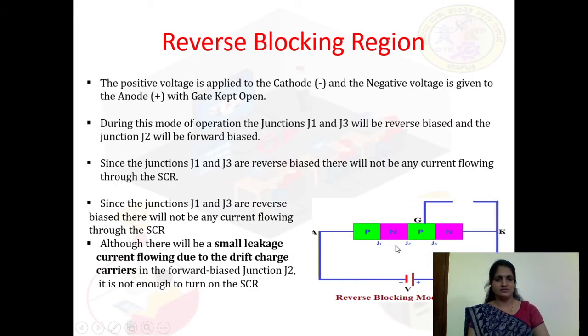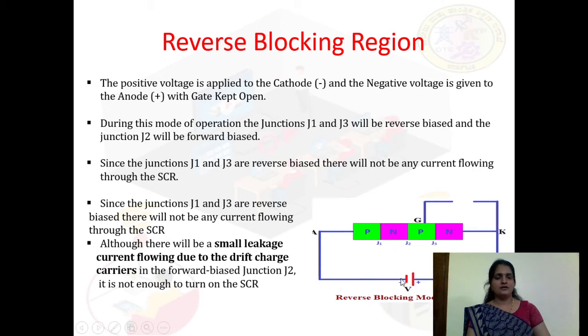This figure gives the information about the reverse blocking region, where the anode is provided with a negative voltage and the cathode is provided with a positive voltage, and the gate is kept open. No voltage is applied to the gate terminal, and these are the junctions J1, J2, J3. Due to this polarity of voltage, J1 and J3 enter the reverse bias condition. Only J2 acts in the forward bias condition, and this J2 causes a very small leakage current. This is due to the drift of charge carriers under the forward bias condition of junction J2.